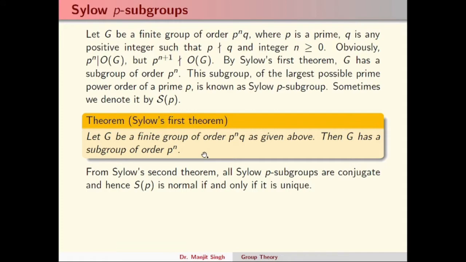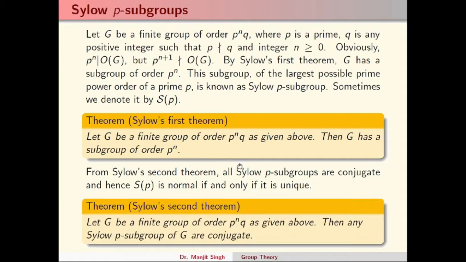So we see that if there is a subgroup of prime power order, then there may be more subgroups of that order, but in Sylow second theorem it is stated that all Sylow P subgroups of G are conjugate. It means that if there are a finite number of Sylow P subgroups of order p raised to power n, then they all will be conjugate and hence they will be isomorphic.